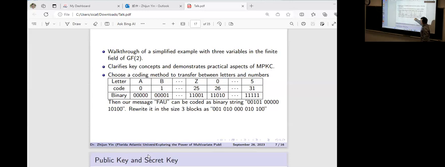And that binary string is reorganized into size 5 blocks. Each 5-bit binary number goes back to a character we chose in the beginning, so we can complete the encryption. So that's the coding we choose to transform letters into numbers.